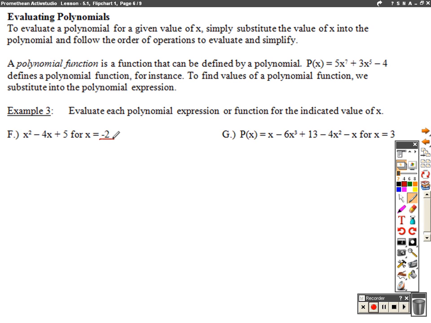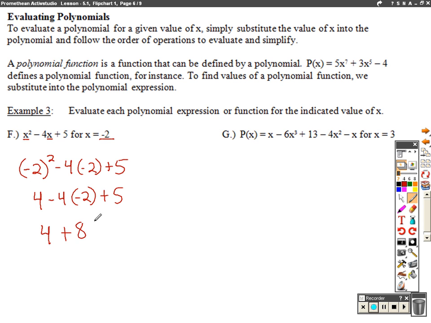We're just going to substitute negative 2 in everywhere we see x. Make sure when you substitute, you put it in parentheses. And follow your order of operations. Exponent first, multiplication, and then all of your addition gives you 17.